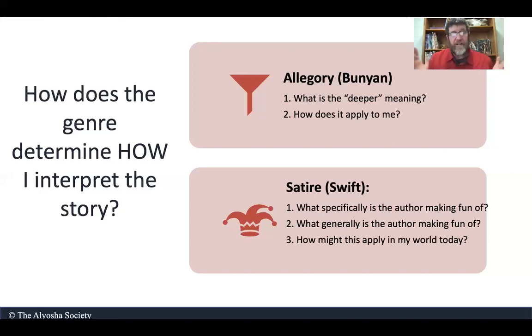Okay, so for example, maybe you write a story about a law that our Congress passed. Let's just do politics. A law that our Congress passes. And maybe you think that's a ridiculous law. So that's the specific thing you're talking about, is that law. But the more general thing that you're making fun of is Congress sometimes does ridiculous things. And then how might this apply in our world today? How does our Congress relate to that?